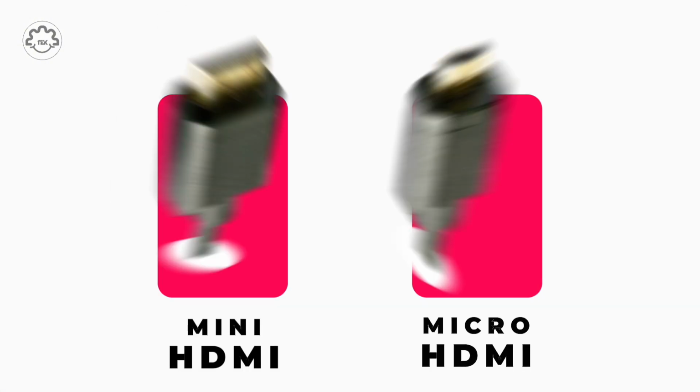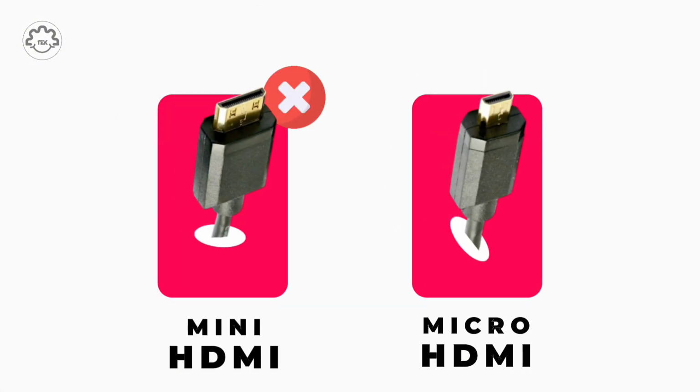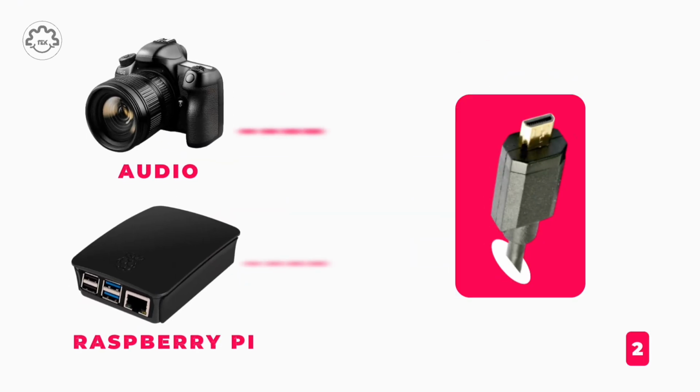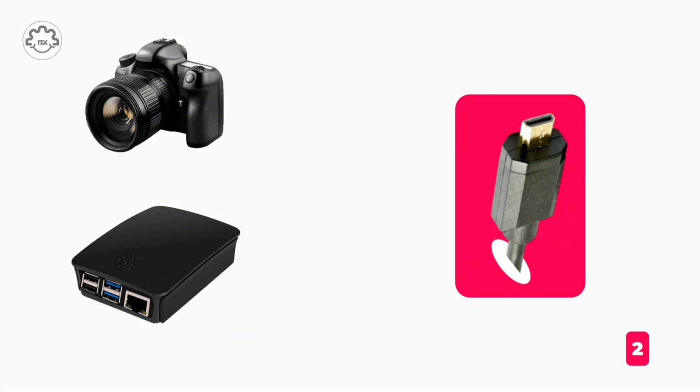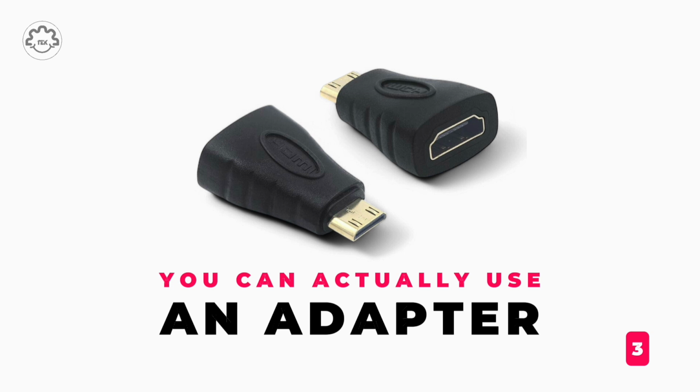Now, this brings me to the common issues that we might encounter when we get an HDMI cable. The first issue that you might encounter is buying a mini HDMI cable when you are actually looking for a micro HDMI cable. Second one may be that you assume that all cameras and Raspberry Pi models use the same type of HDMI cable. And the last one may be you forgetting that if the port that you want to insert your HDMI cable into is not compatible with the one you have, you can actually use an adapter.